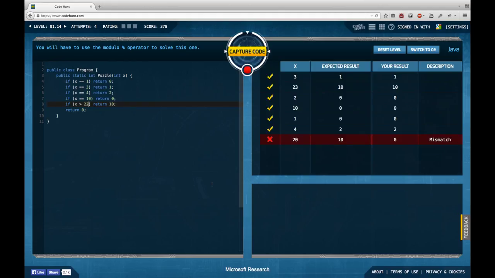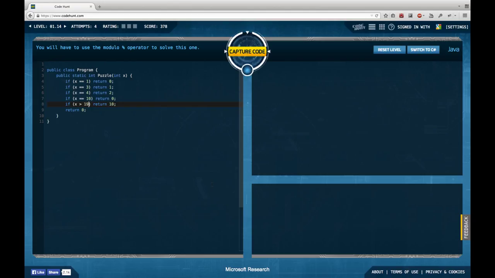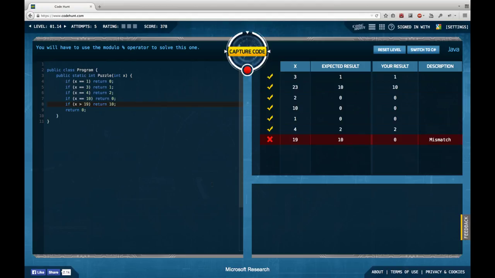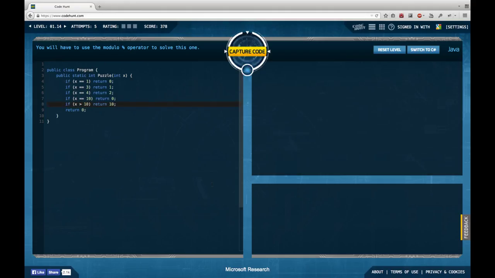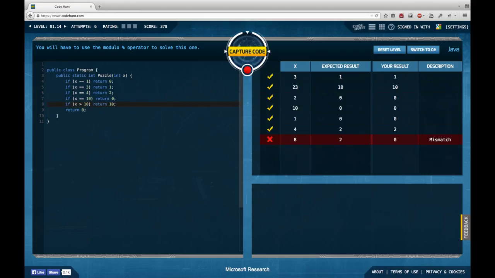Test generation complete. For 20, we also return 10. So maybe it's 19, our border. Let's figure it out. For 19, it's also 10, and I'm not going to waste the time anymore since I know it's going to be 10 for everything bigger than 10. So, okay, we solve this one.